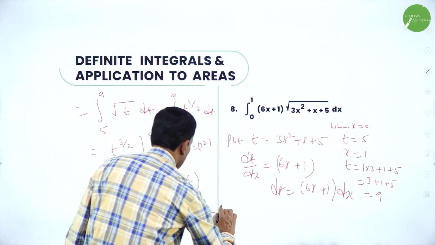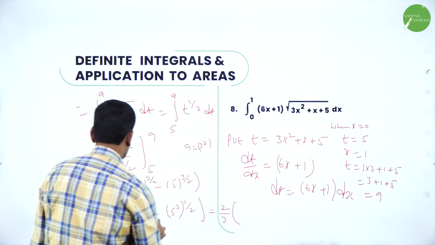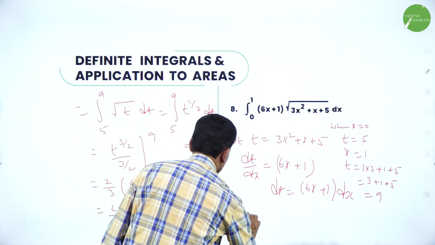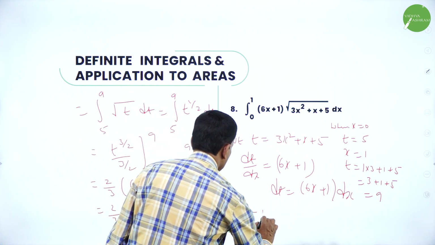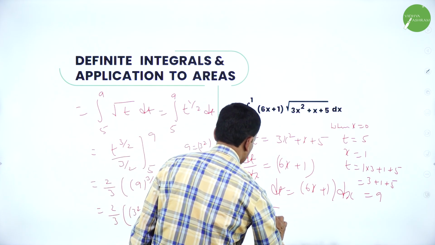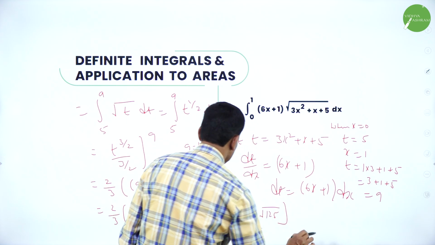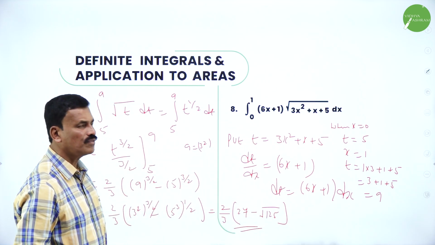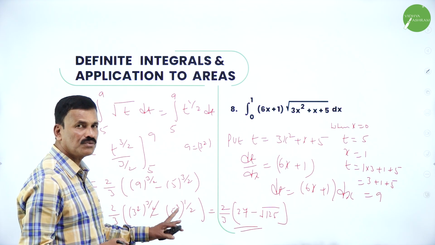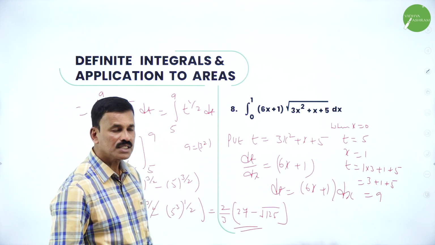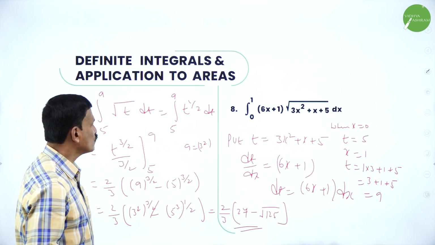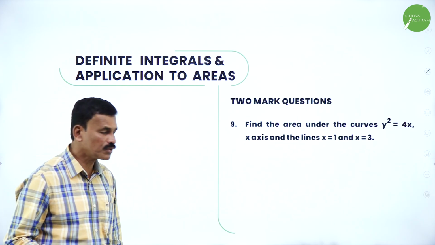So this is 2 by 3 into 3 cube, 3 3s are 9, 9 3s are 27, minus square root of 5 cube: 5 5s are 25, 25 into 5 is 125. So the square root of 125. So the simplified answer is 2 by 3 into (27 minus root of 125). Now move on to the next type of problems.